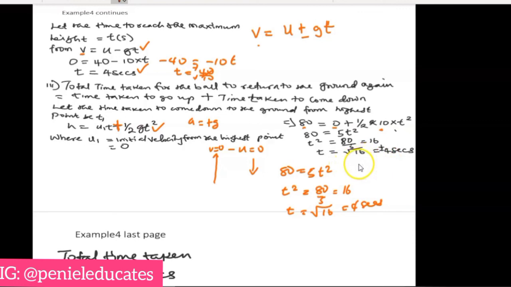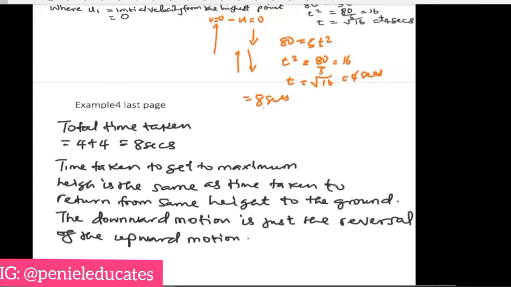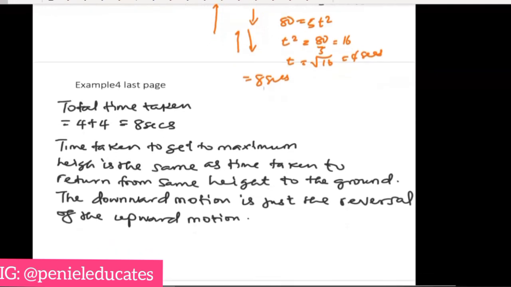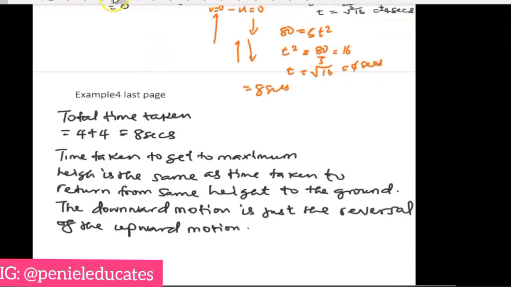So the total time taken for the ball to return to the ground is the time to go up and the time to come down. That means we have 4 seconds going up, then 4 seconds going down. So the total time taken for the ball to return to the ground is 8 seconds. The time taken to get to the maximum height is the same as the time taken to return from that same height to the ground.